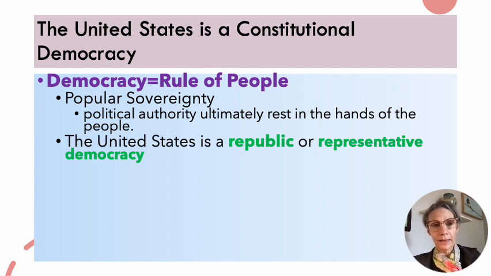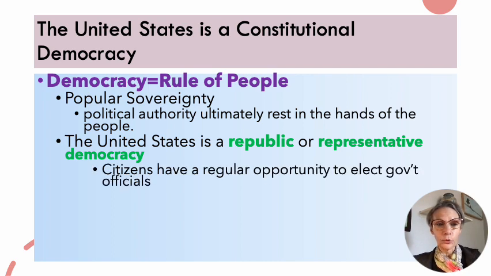Now, do keep in mind that the United States is a particular type of democracy. It is rule of the people. The political authority ultimately rests in the hands of the people. But the United States is not a direct democracy. It's what's known as a republic. The United States is a republic or a representative democracy. Now, you might hear some people say, well, the United States isn't really a democracy because it's a republic, and that is just not a true statement.